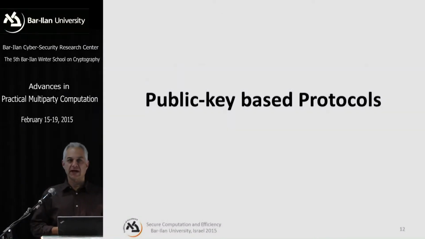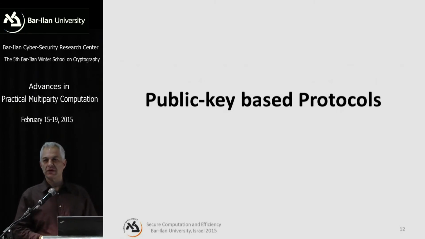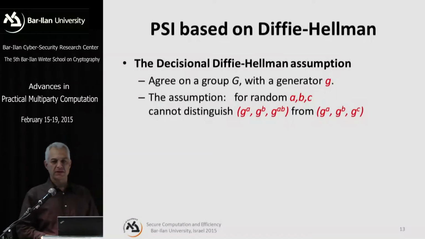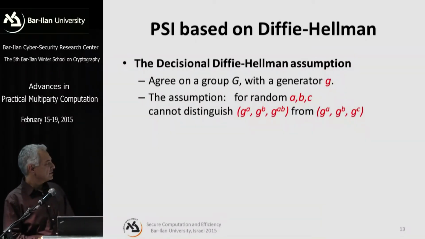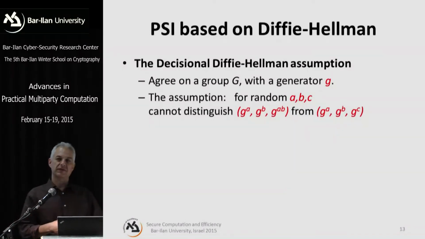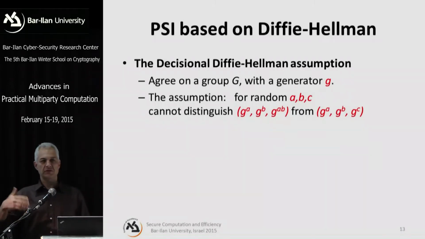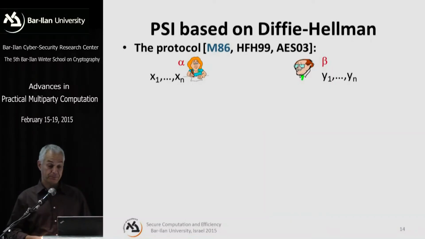Okay. So I'll start with a very old protocol, a very simple one. It's actually the easiest one to implement, and it can be provably secure. So here's the protocol. It's based on the decisional Diffie-Hellman assumption that most of you know. And basically it says that in a group where you have a generator G and random inputs A, B, and C, one cannot distinguish between G^A, G^B, and G^(AB) from G^A, G^B, and G^C. So you cannot distinguish G^C from G^(AB).